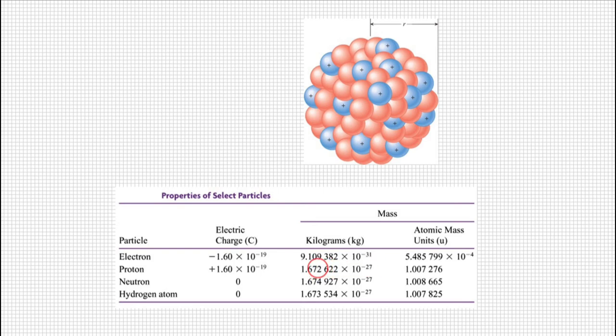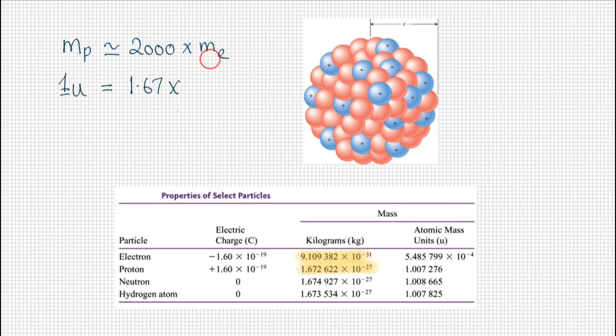Now, just as a comparison, I'll focus on these two. Here is the mass of an electron in kilograms, and here is the mass of a proton. You can see there's a significant difference. If I was to find the ratio of these two values, what you'd find is that the mass of a proton is about 2,000 times the mass of an electron. So when we are calculating the mass of a nucleus, even if we leave the electrons out, the difference is not that significant.